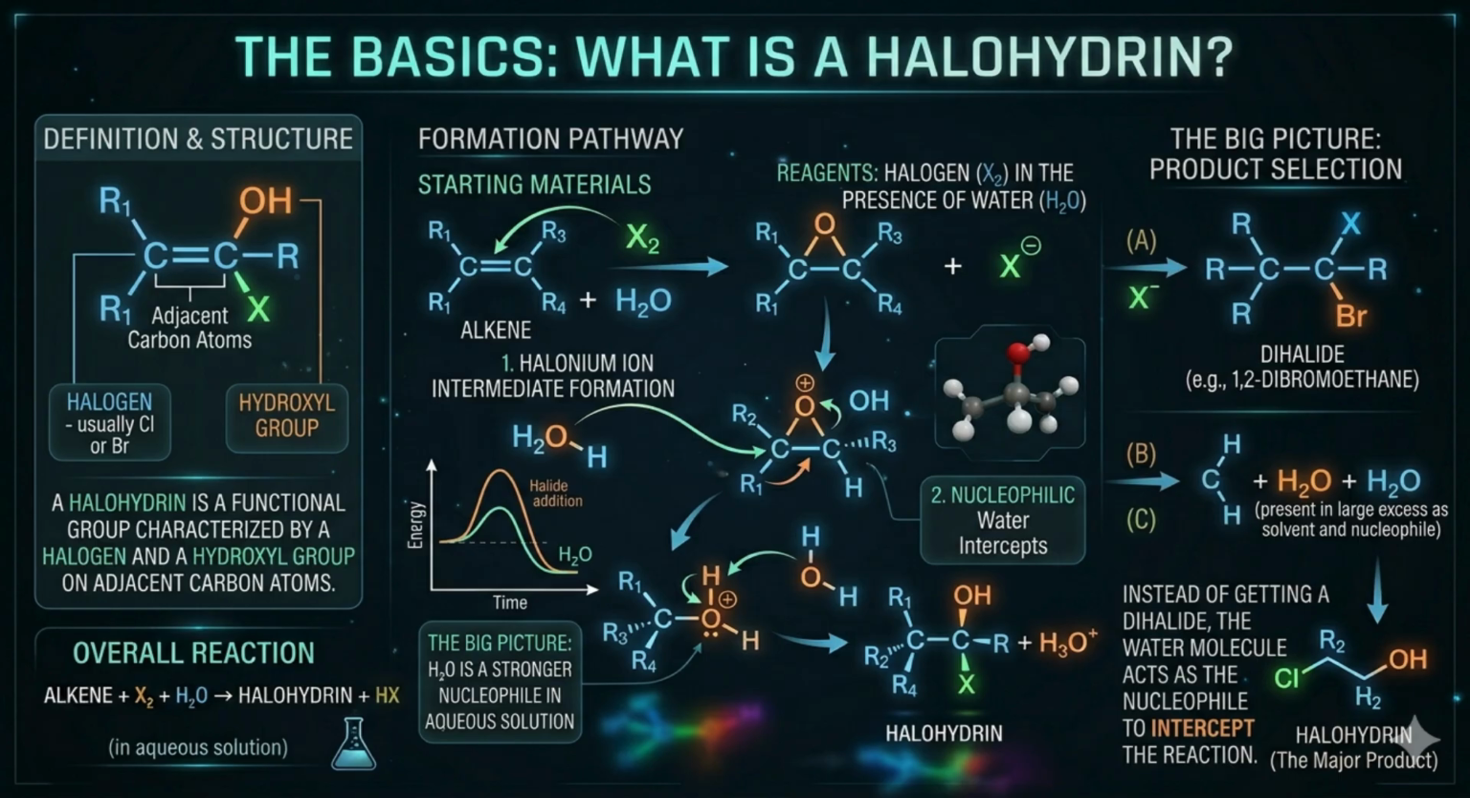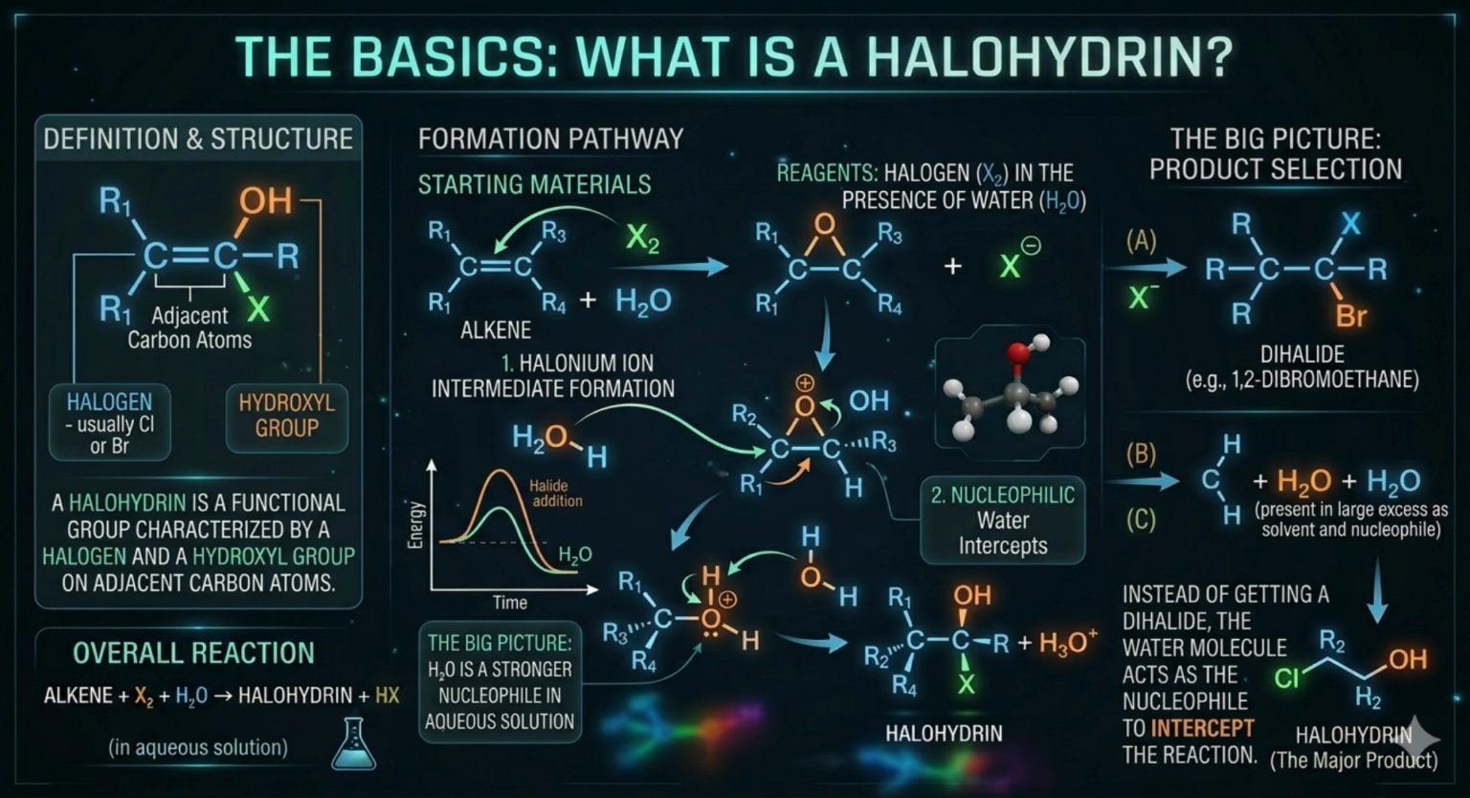Look at the energy versus time graph. While halide ions are present, water acts as a stronger nucleophile in aqueous solution. Because water is the solvent and present in large excess, it successfully intercepts the reaction. Instead of a second halogen adding to the molecule, a water molecule attacks the ring.